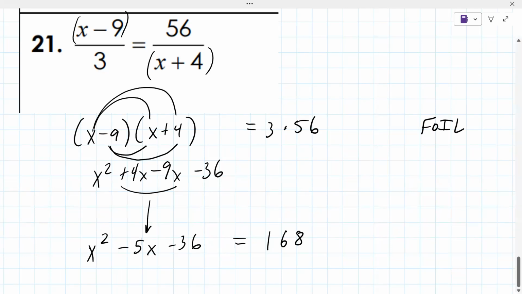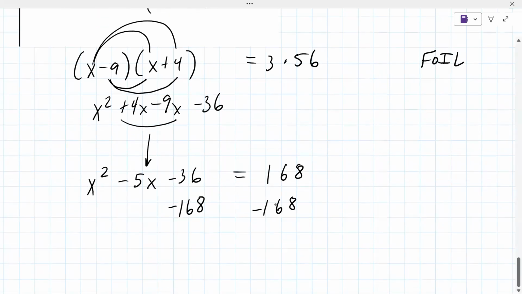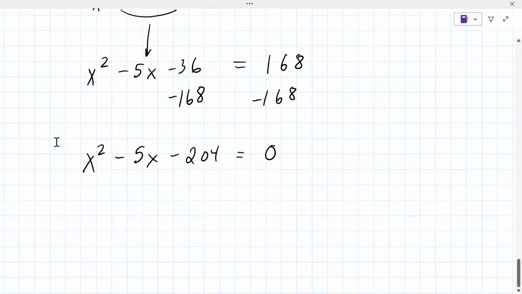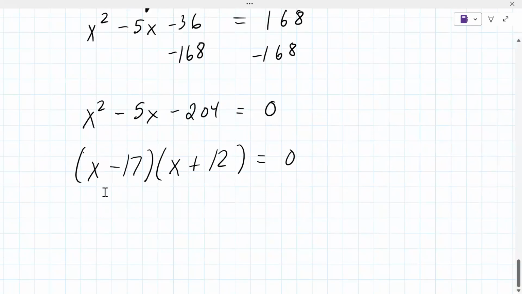All right, there's still a lot to do from here. These are much longer problems. You have to move the 168 back over. So you get X squared minus 5X minus 204. All right, so X equals 17, and the other is X equals 12. Which one's positive? Which one's negative? Oh, the 12 is negative. Try again. The 12 is negative. Oh, right, you flip it. I forgot. Sorry.